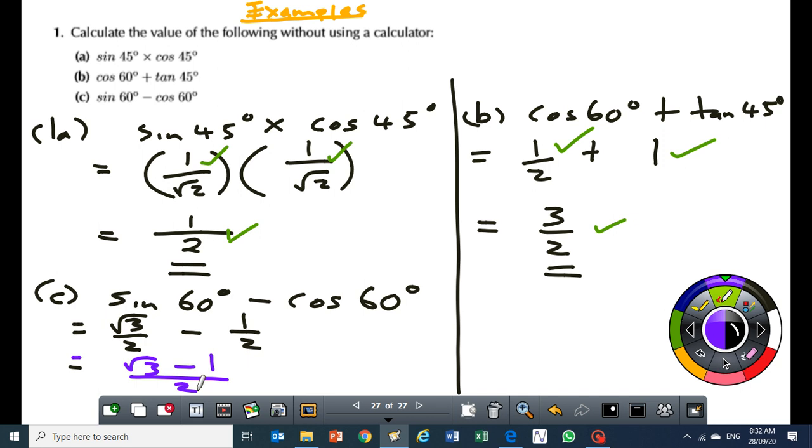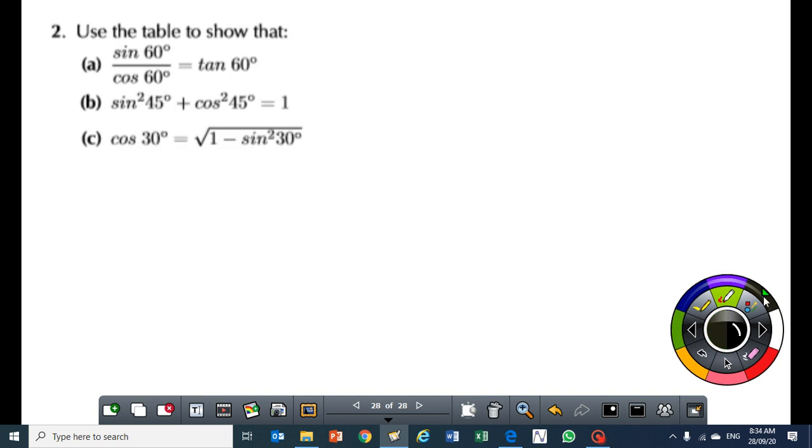Okay, and again, the mark allocation: 1 mark for knowing that sine 60 is square root of 3 over 2, another mark for knowing that cos 60 is a half. The final mark, square root of 3 minus 1 over 2. Now, if you use your calculator, it should give you this answer. But if you jump from here without writing that sine 60 is square root of 3 over 2, and you get this answer here, you might get a 0. Okay? That was no calculator. So let's start with the first one.